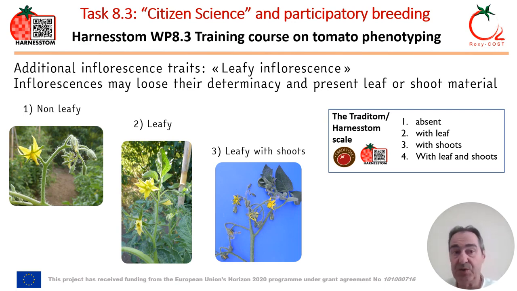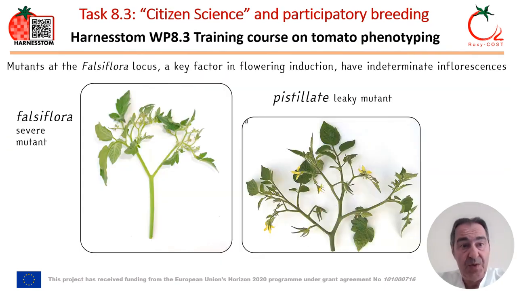Trait scoring should be made at a precise developmental stage, as the trait can change with growth. That is, a leaf in the inflorescence may sometimes develop into a shoot. As an extreme, mutants of the falsiflora gene are emblematically incapable of keeping the inflorescence meristem determinate.